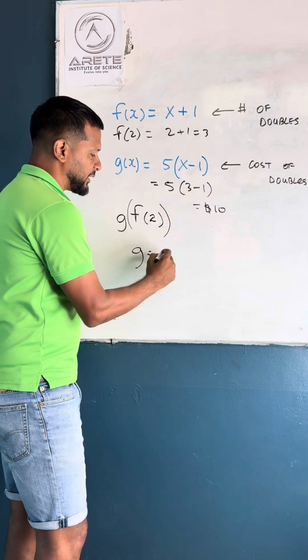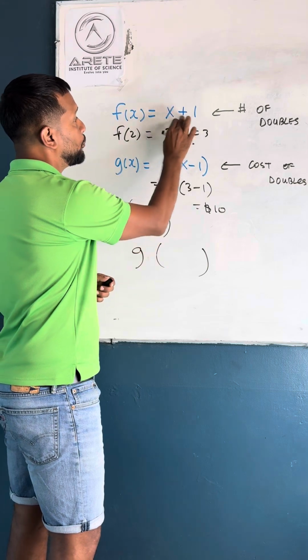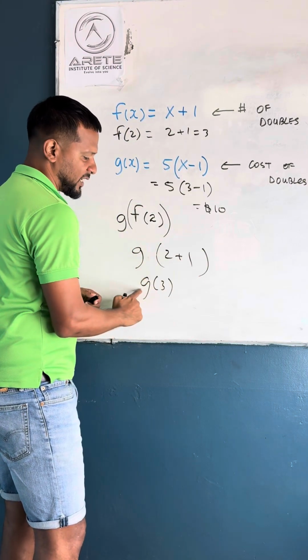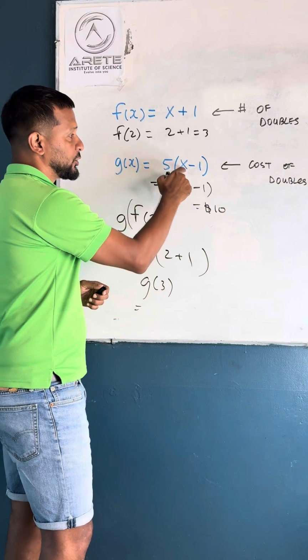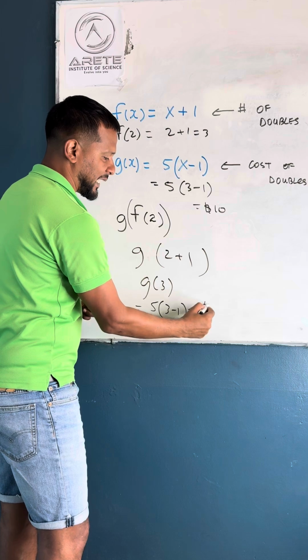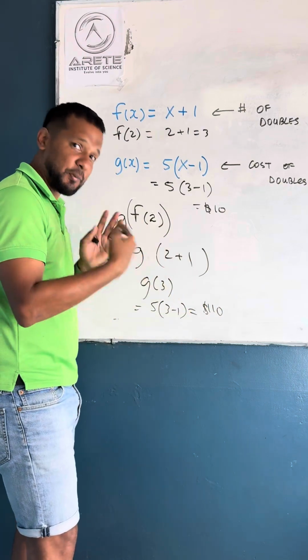So what's the result of f of 2? Well, I need to find f of 2. 2 plus 1, that'll give me 3. Now, what is g of 3? Put 3 in here, that'll be 5 by 3 minus 1, which is 10. Same result, and we get to see what a composite function looks like.